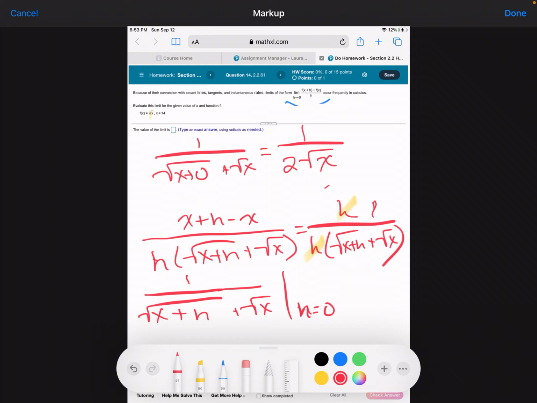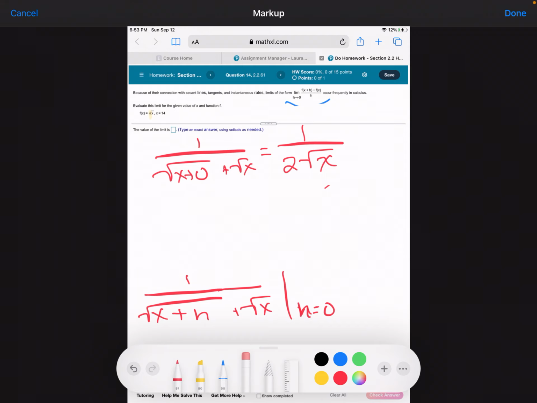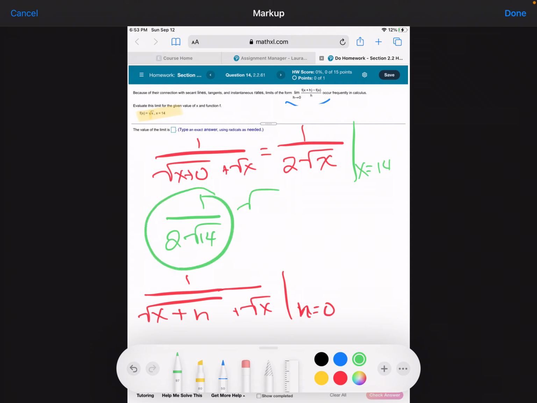So this would be the answer in general, but then they actually gave me a particular x to plug in. So look back up here. They want me to look at this when x is 14. So let's plug in. That notation: let's look at this when x is 14. So 1 over 2 times the square root of 14. There's really nothing more. I guess we could rationalize it, but I think that's a fine answer if you want to leave it like that.